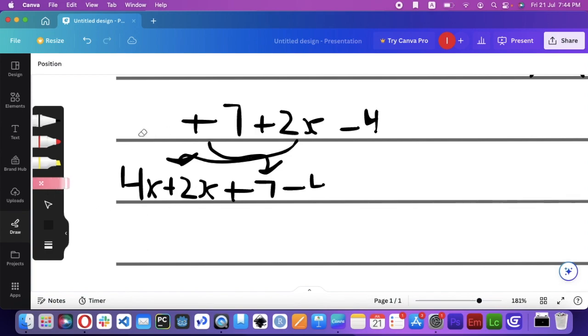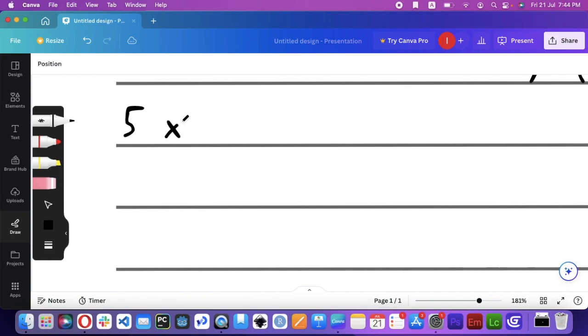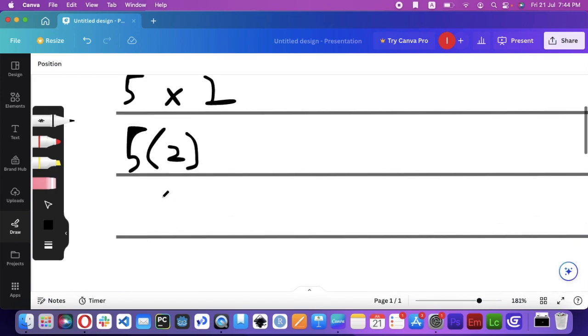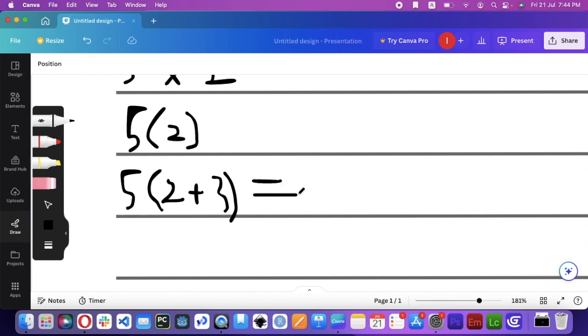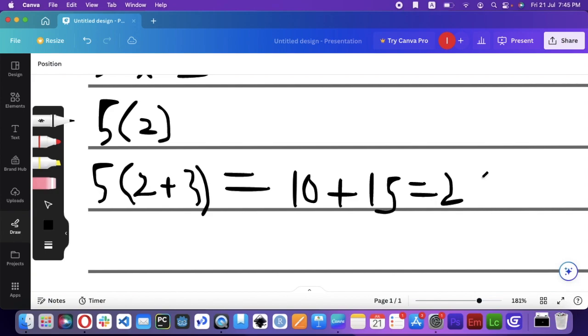So in algebra, we also do division and multiplication. If we want to multiply 5 by 2 in algebra, instead of writing 5 times 2, you can also write 5 brackets 2. And if you want to multiply it by multiple things, you can multiply 5 by 2 plus 3. 5 times 2 is 10. You add that to 5 times 3, which is 15. You can also just add up the values in the brackets first: 2 plus 3 is 5, and 5 times 5 is 25, which is also the sum of 10 and 15.